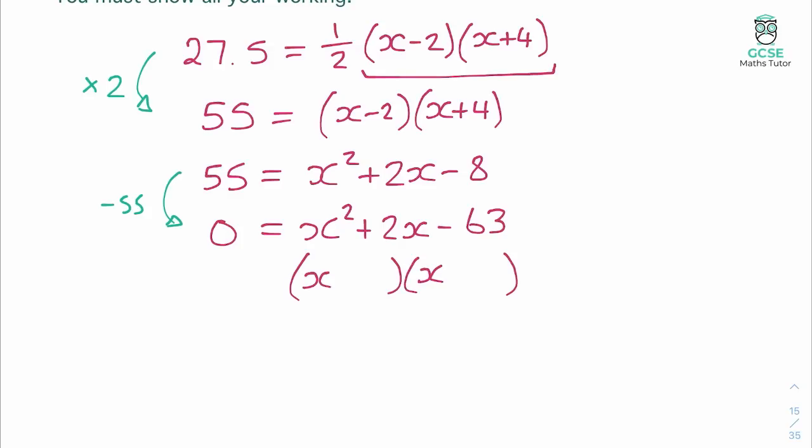And 63 is, let's have a think. I think it's going to be 9 and 7. So 9 times 7 is 63. You can make 2 out of that, so that'd be plus 9 and take away 7. So x will equal negative 9, and x will have to equal positive 7.